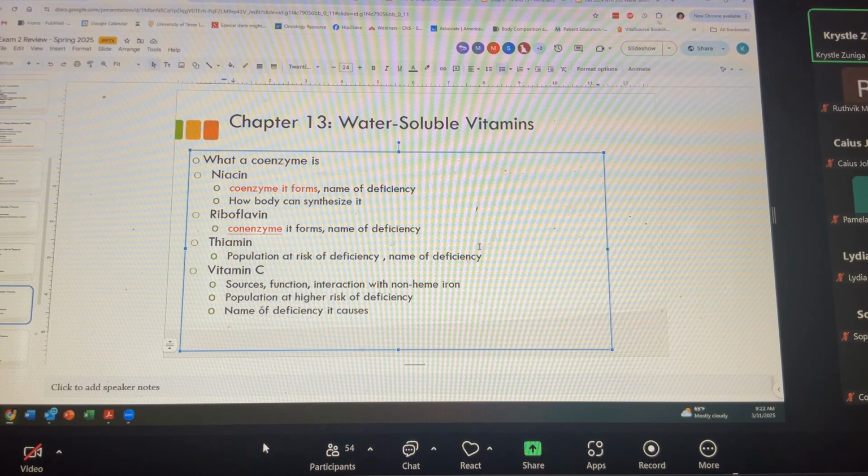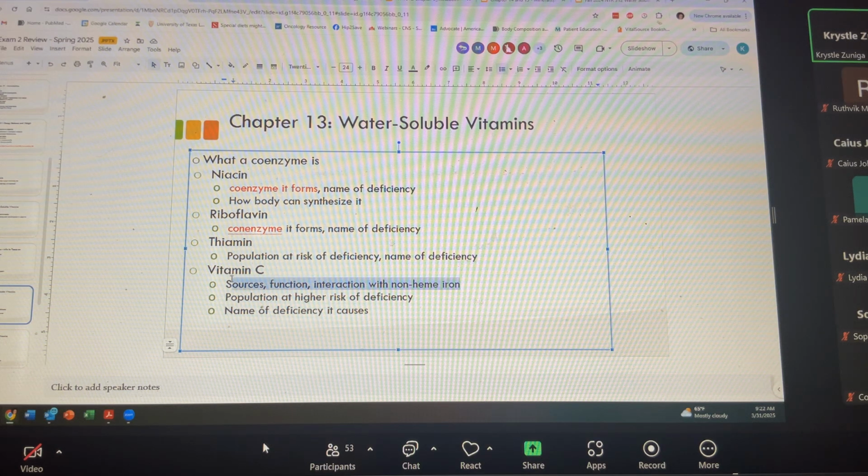Riboflavin, the coenzyme it forms, FAD, ariboflavinosis. That one's pretty easy, it's in its name. Thiamine, population at risk of deficiency would be someone that has chronic alcohol use disorder. That's beriberi. Vitamin C, our sources are going to be our fruits and vegetables.